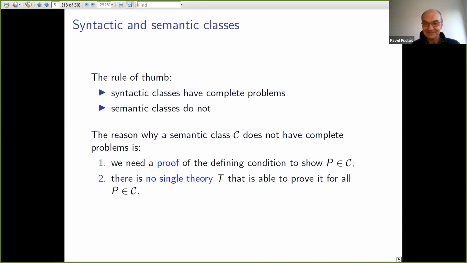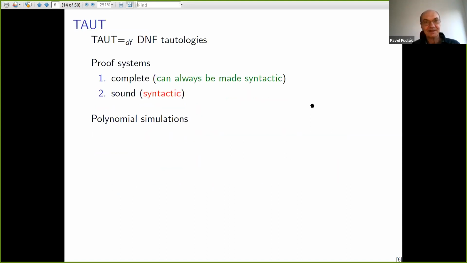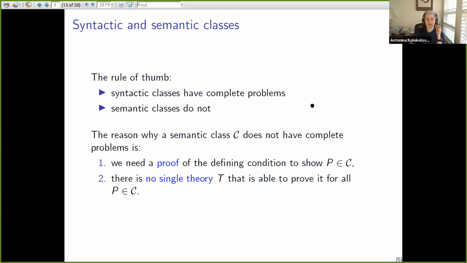Okay. Yes, maybe. So just to say, Sasha said in the chat, semantic, there is no recursive enumeration of machines computing languages from this class. Yes, yes. The reason why we do have complete problems in syntactic classes is because we can enumerate the algorithms. Of course, it may not work always because the enumeration may not be so effective. But this is just a rule of thumb. It's not a precise statement.